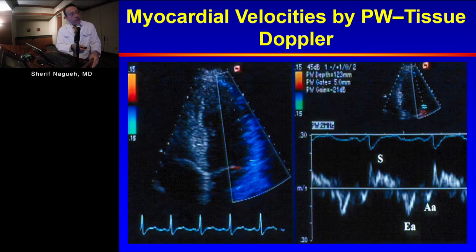Quickly going through the signals that we acquire, remember the transducer is sitting at the apex. So first, during systole, there is an annular descent. The long axis of the ventricle is shortening, is decreasing. And so you get the systolic velocity. During the QRS, there is an isovolumic contraction signal. And then during the ejection phase, you get a systolic ejection velocity.